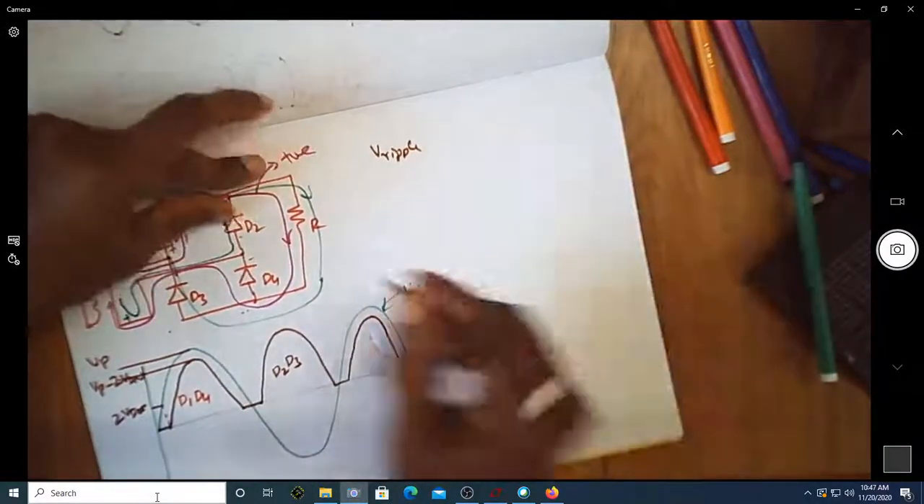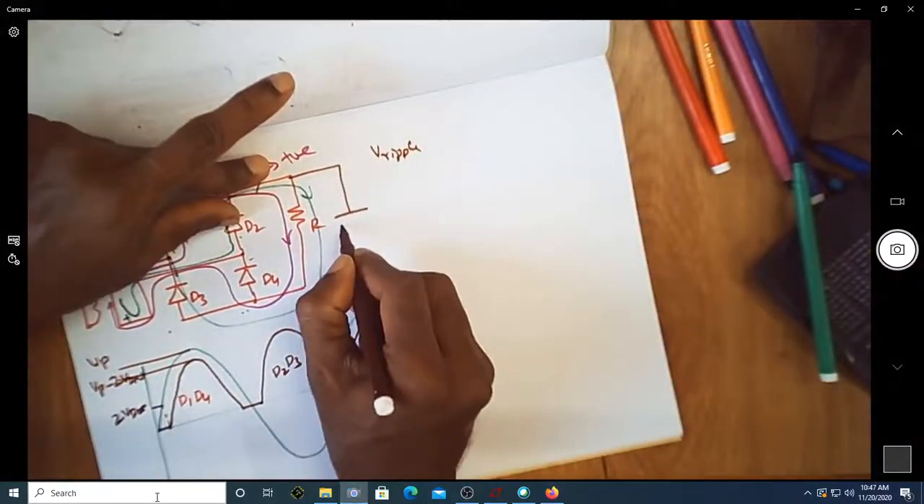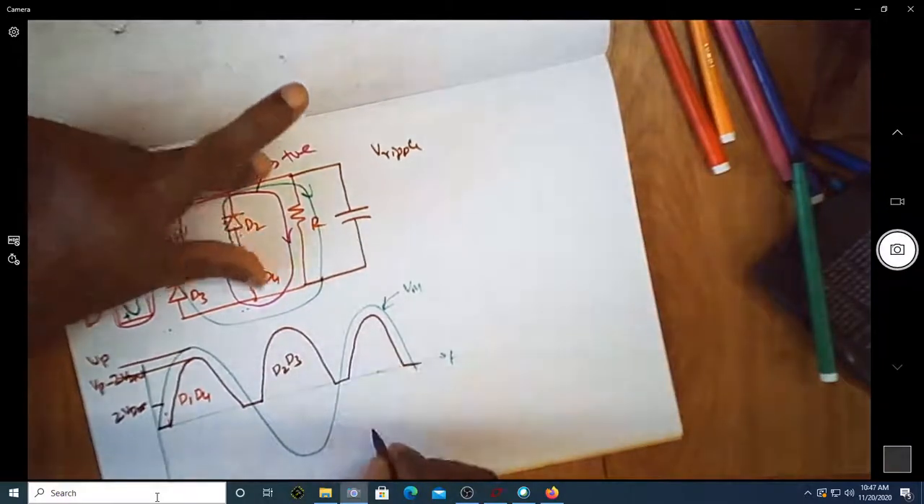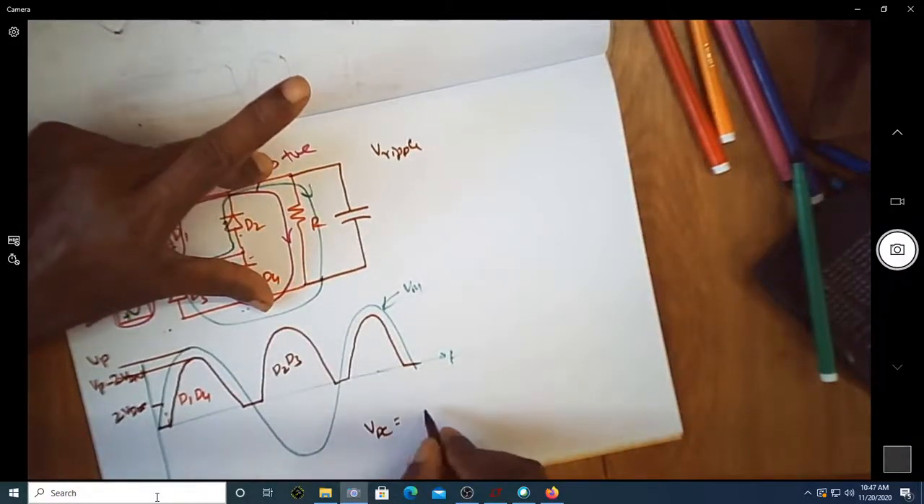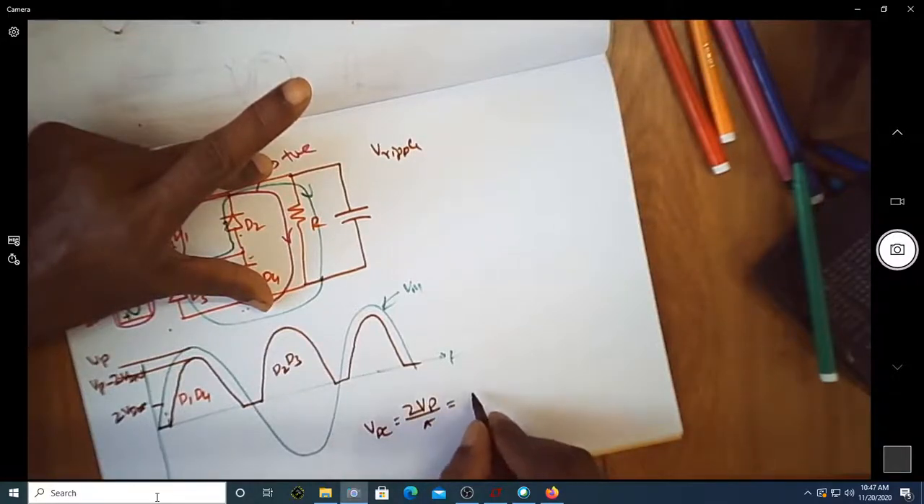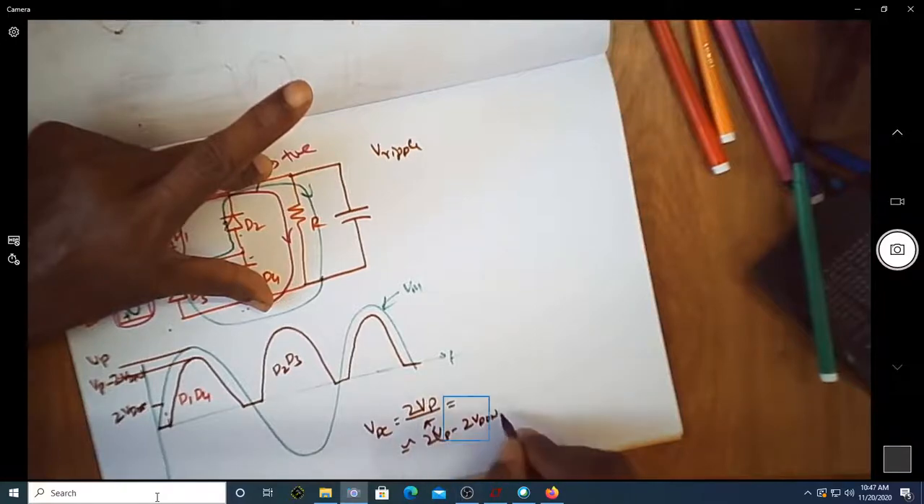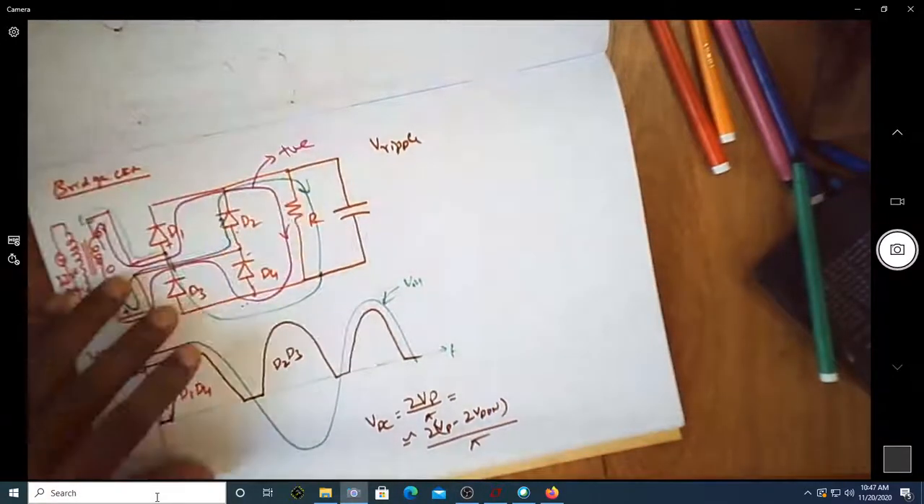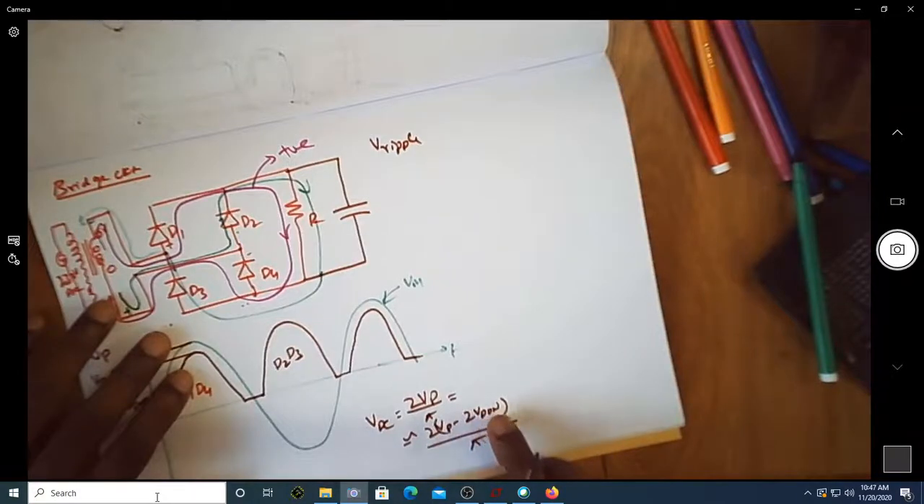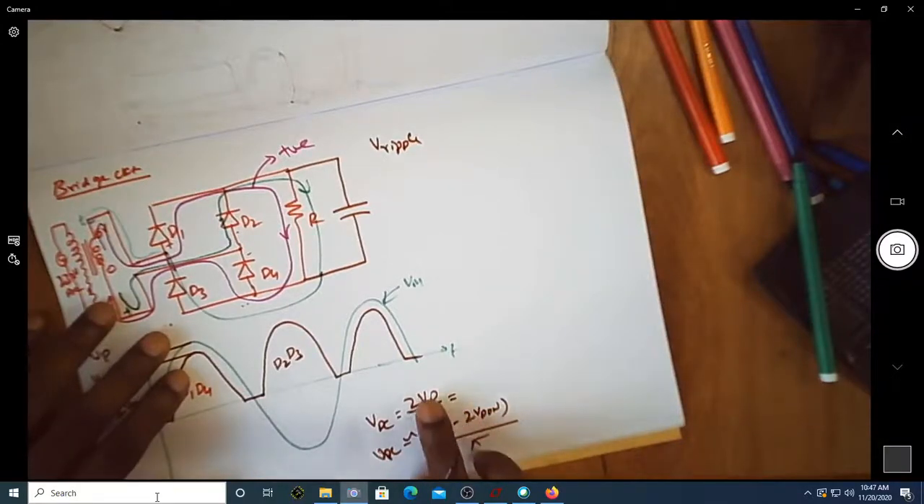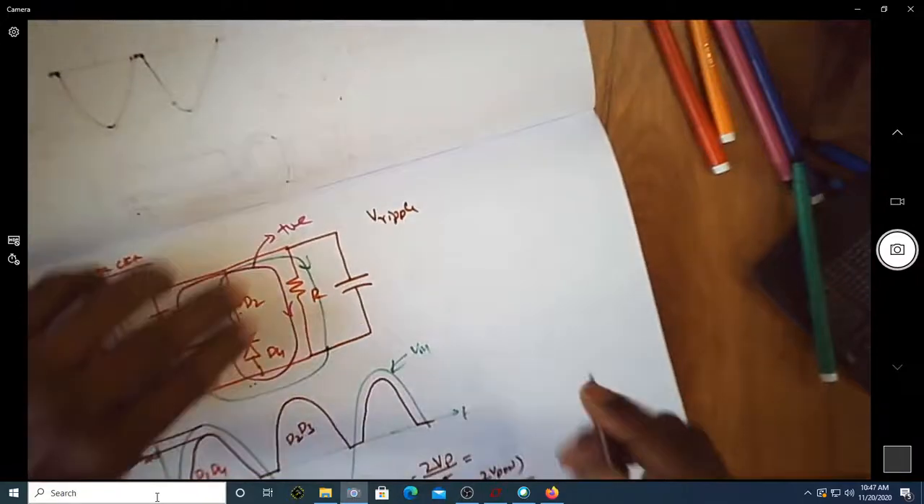So V ripple, of course, now what I'll do, I'll put a capacitor. Before I go for V ripple, we can actually find what is VDC. For an ideal case, it is 2 VP by pi, or in a typical case, 2 times VP minus 2 VD on, correct, by pi. It is 2 times VP minus 2 VD on by pi, the VDC theoretical voltage. VDC, not theoretical, is the practical case where you're considering the diode to be non-ideal.